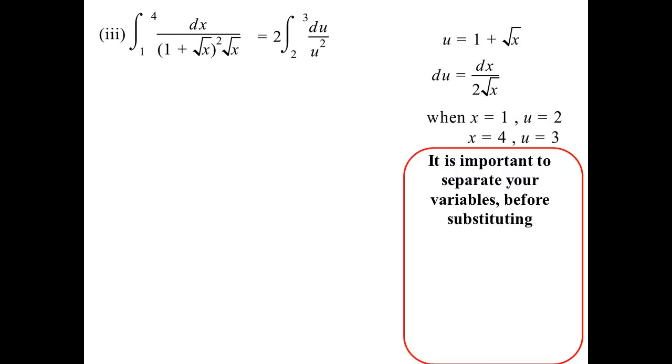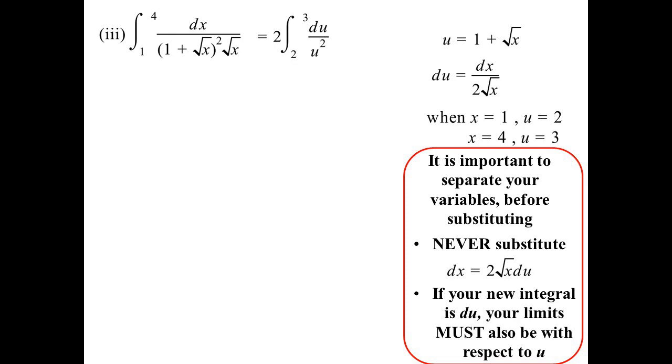It's important to separate your variables before substituting. What do I mean by that? Don't do something like this: dx equals 2 root x du, and then sub that in for dx. You then have an integral which has both x's and u's in it. You haven't separated the variables out. You've got to separate your variables. If your new integral is du, which is what mine is, everything has to be with respect to u. That includes the limits. So I've got to change those numbers as well.